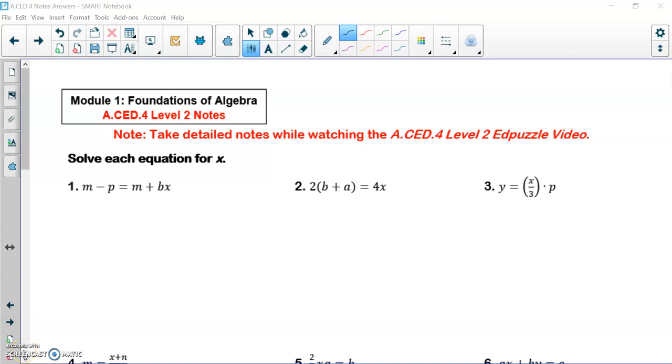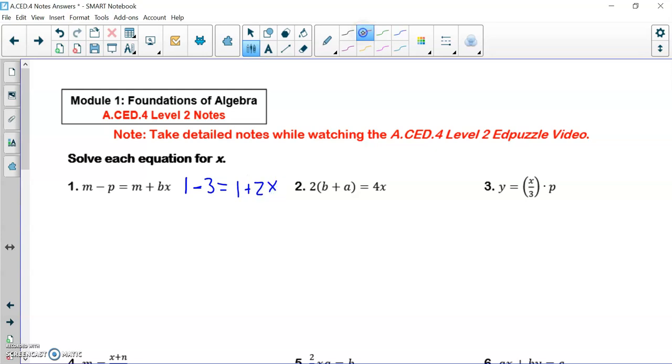All right, so we have made it to level 2, which now we're going to be dealing with literal equations that have more than 2 variables. Again, these equations really are no different than equations with numbers in them. For example, number 1 looks maybe something like this: 1 minus a 3 is equal to a 1 plus a 2x.